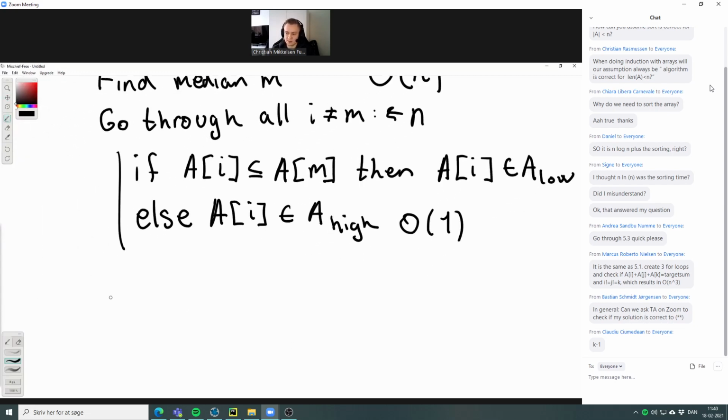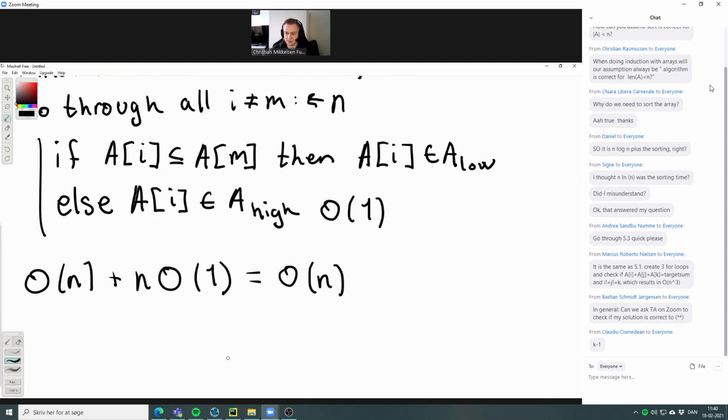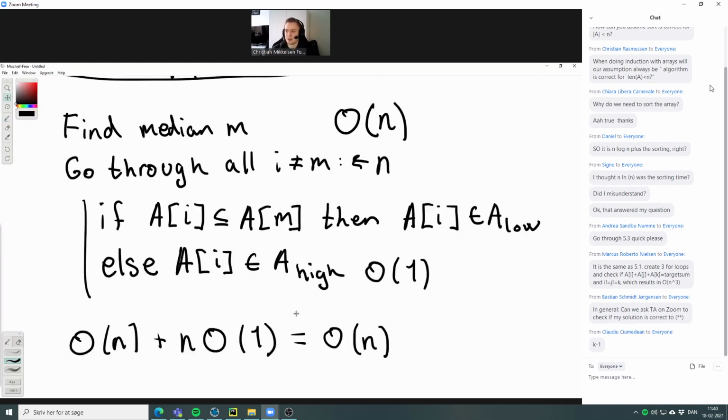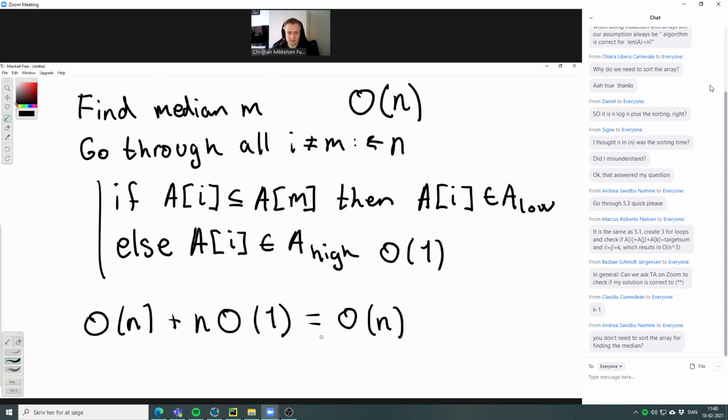So what is the total time then? Well, it's O of n plus n times of 1, which is of course equal to O of n. Because this here is equal to O of n, this here is equal to O of n. So basically you get something like 2n. Again, constants can be omitted when doing complexity. So we have here that it runs in linear time. Someone is asking if we have to sort the array to find the median.